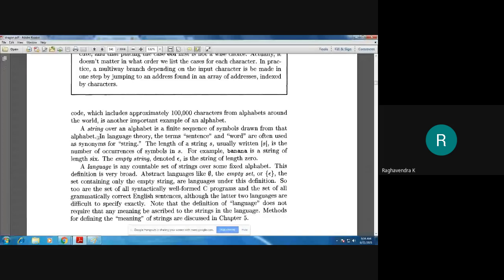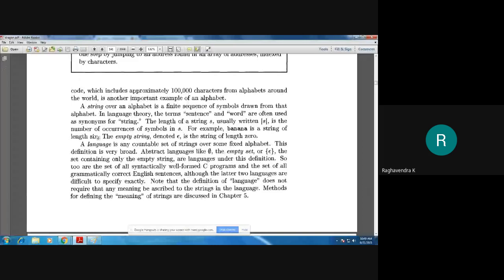So what's a string? It's a sequence of symbols. It can have a length associated with it. It can also be empty, in which case its length is 0. Now let us look into the formal definition of a language. A language is any countable set of strings over some fixed alphabet, or you can say a language is basically a collection of strings.